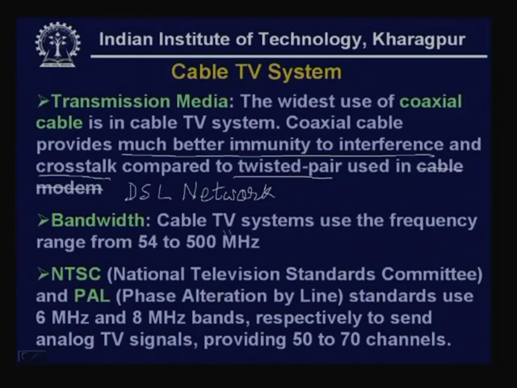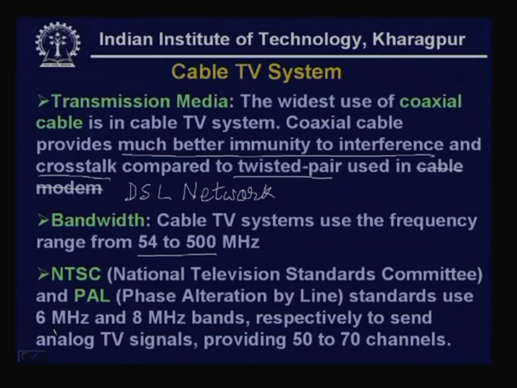And the cable TV system uses the frequency range from 54 to 500 megahertz. So, this is the frequency range that is being used for cable TV system, and which is used for distributing the large number of TV signals from different stations. And there are two standards. One is NTSC, that is the National Television Standards Committee, and another is PAL, phase alternation by line, standards, which use 6 megahertz and 8 megahertz bands respectively.